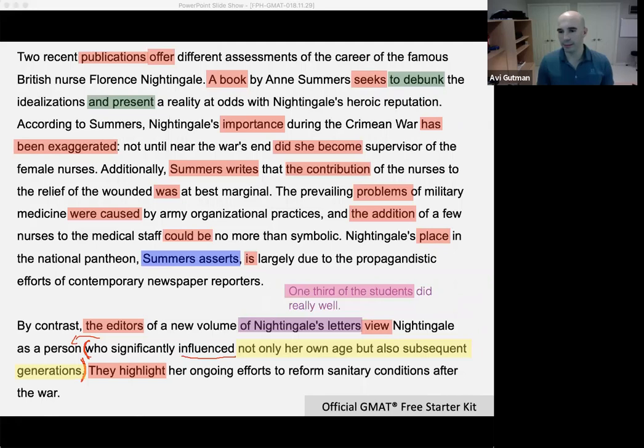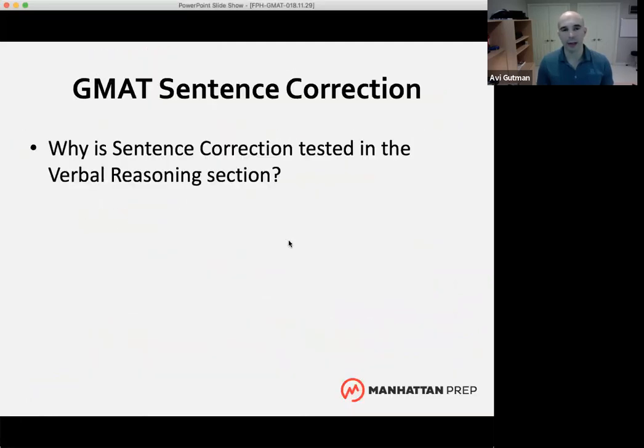Let's look at how we can actually use this in sentence correction. How is sentence correction exactly testing this? So it is possible to eliminate a lot of answer choices in sentence correction just using grammar, but it's not possible to eliminate 4 answer choices just using grammar.